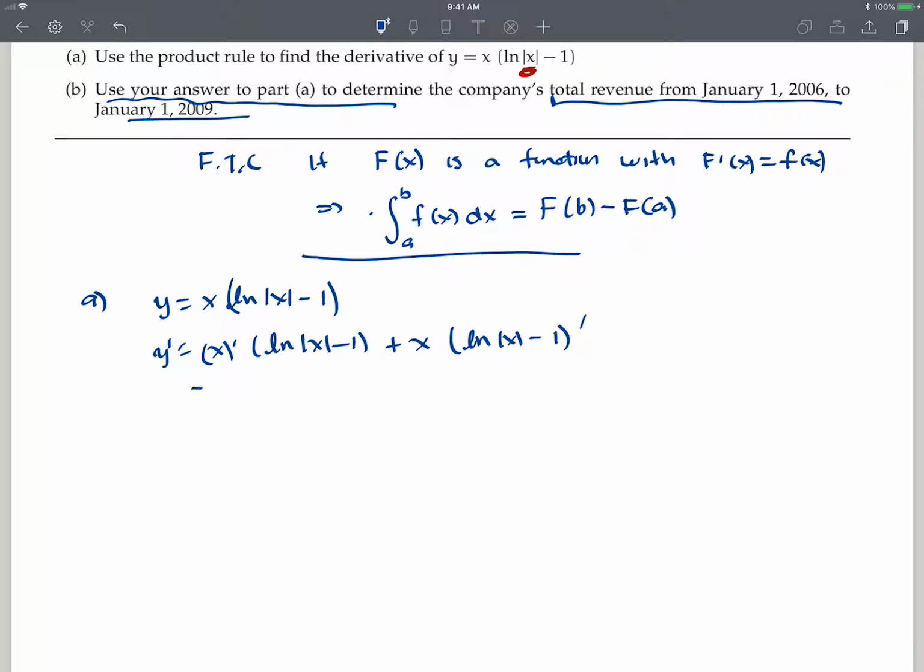Okay, so the derivative of x, of course, is just a 1, so this part is just the natural log of x minus 1 plus x. And here, the derivative of natural log of x is just 1 over x. And the derivative of this guy is 0, right? So these cancel. I mean, it's a little bit complicated, but x is going to be positive, so it's going to cancel. And you get natural log of x minus 1 plus 1, right?